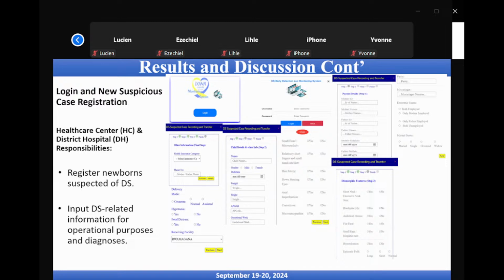Then we developed the system, based on the flow I described above. We have, of course, authentication and authorization, because we have different users. We have a login form where every user will have to provide credentials, and then at the health center level, we have a multi-step form where he will report the new suspected case.